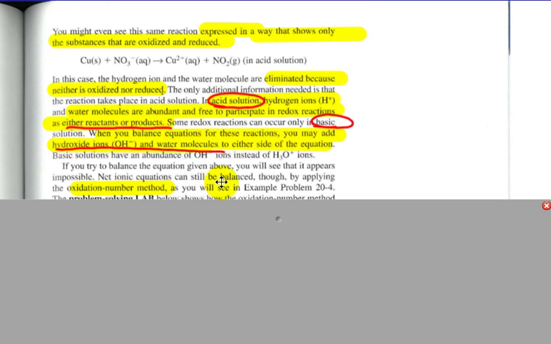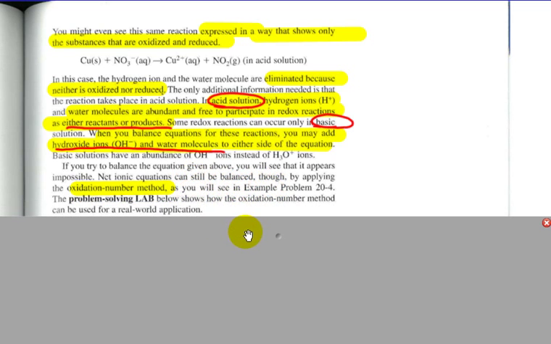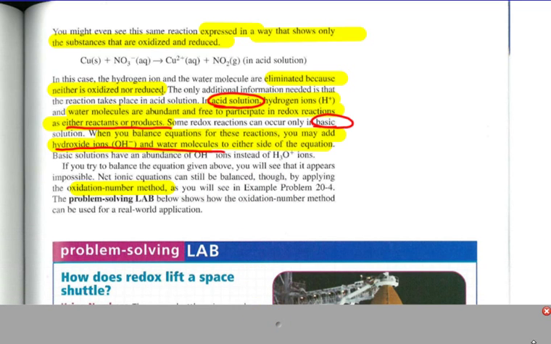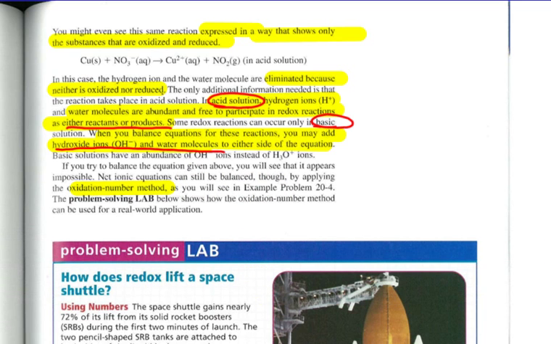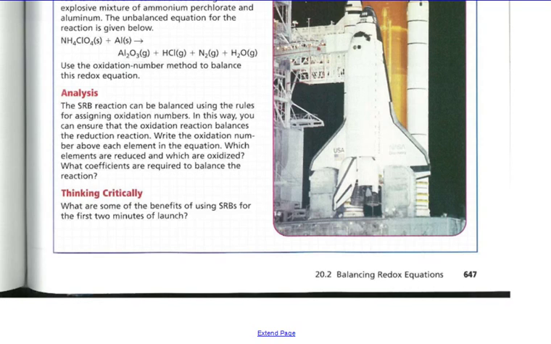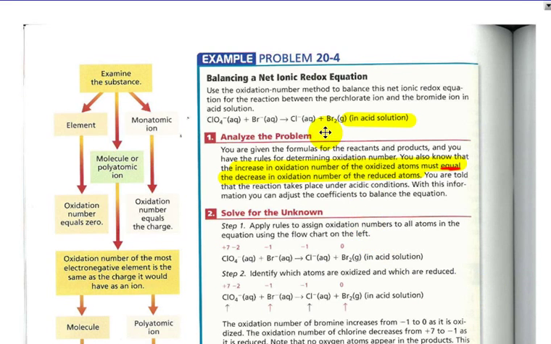So if you try to balance the equation above, you'll see that it appears impossible. Net ionic equations can still be balanced by applying the oxidation method we just looked at, and we'll go from there and see exactly how to do that. So if we look at this example here, use the oxidation number method to balance this, and we're told it's in acidic solution. So we'll have H pluses on one side and water molecules on the other, whatever will seem to work out.